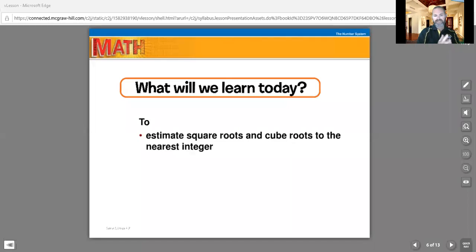This week we are going to be working on approximating square roots and cube roots. So what we're going to do is start off estimating square roots and cube roots to the nearest integer.